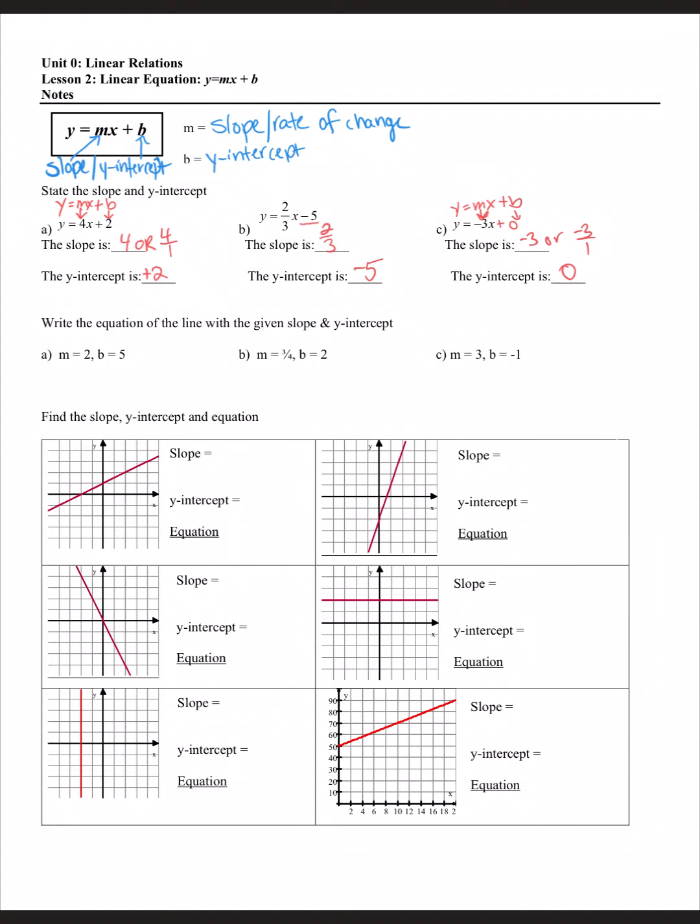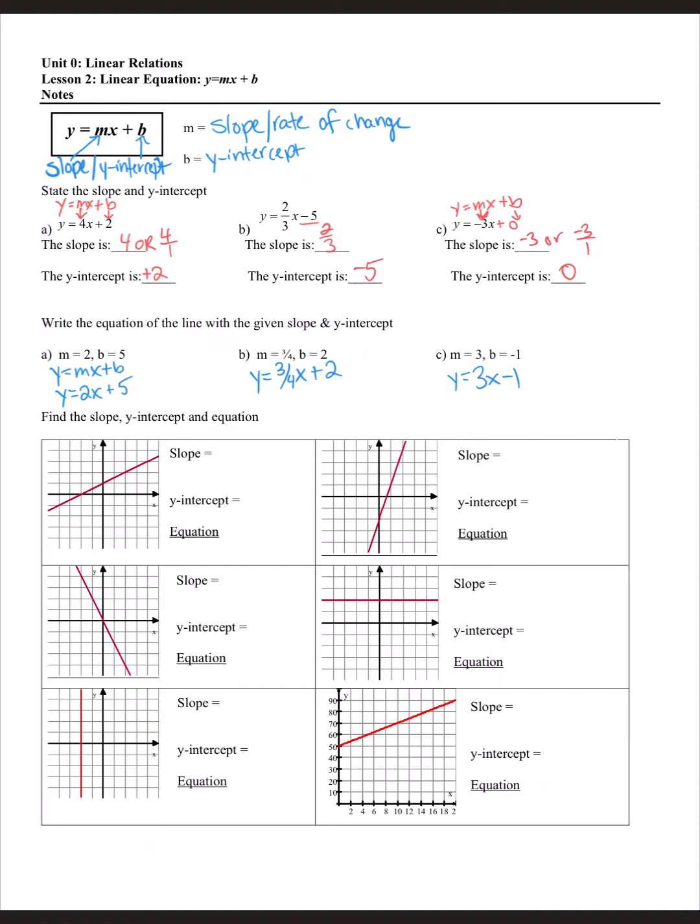Now we'll try to go the other way. If we're given our slope and our y-intercept, can we write that equation y equals mx plus b? Just getting comfortable and used to that equation. We're going to substitute in a 2 for our m and a 5 for b. The next example, 3/4 is our m value and 2 is our b value, making sure that we input those y and x. And then the last one is y equals 3x, and now we have a b value that's a negative, so we'll do a -1. Be sure to include those x's and y's in the equation.